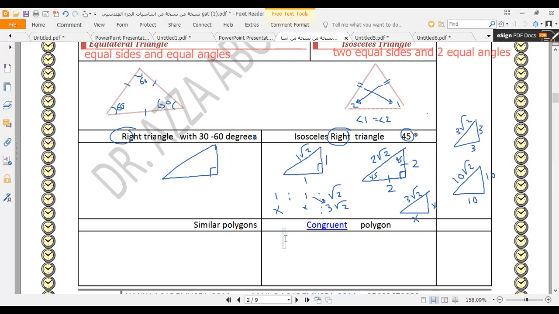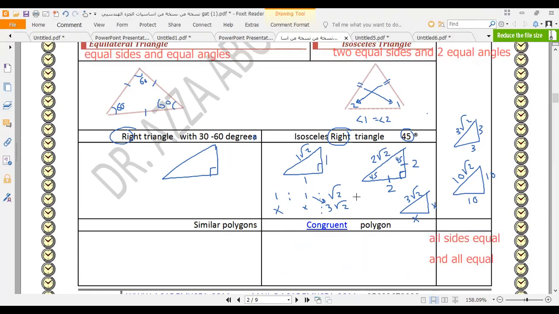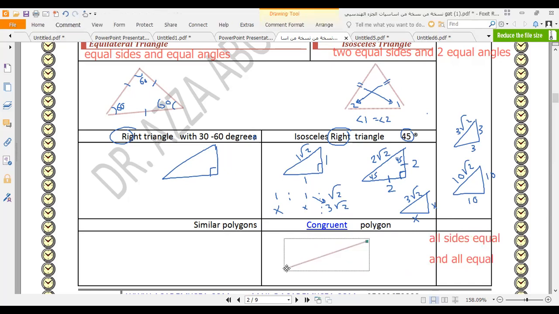For the word congruent here, please write with me: all sides equal and all angles must be equal to be congruent. We have a common question in the exam that comes like this. This is a triangle. Draw it with me, please.